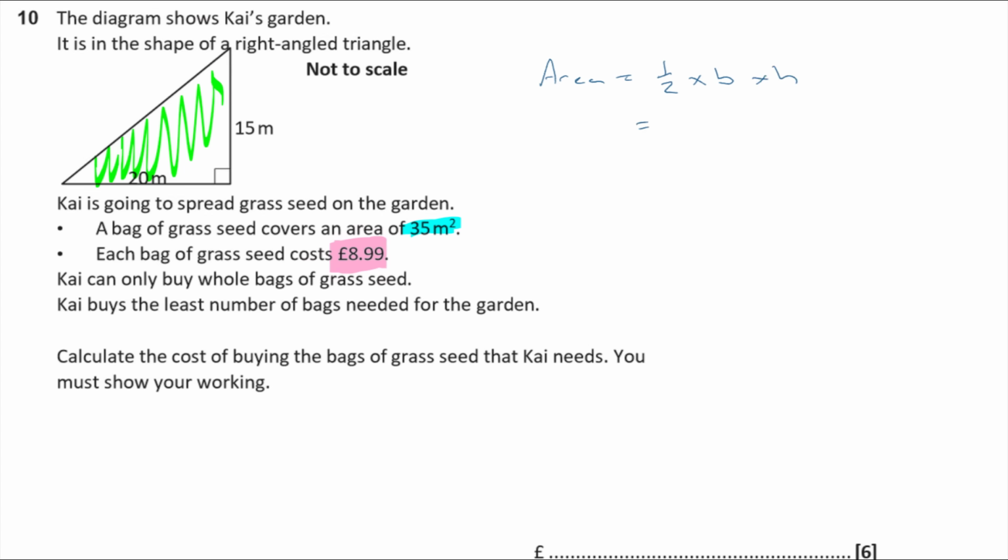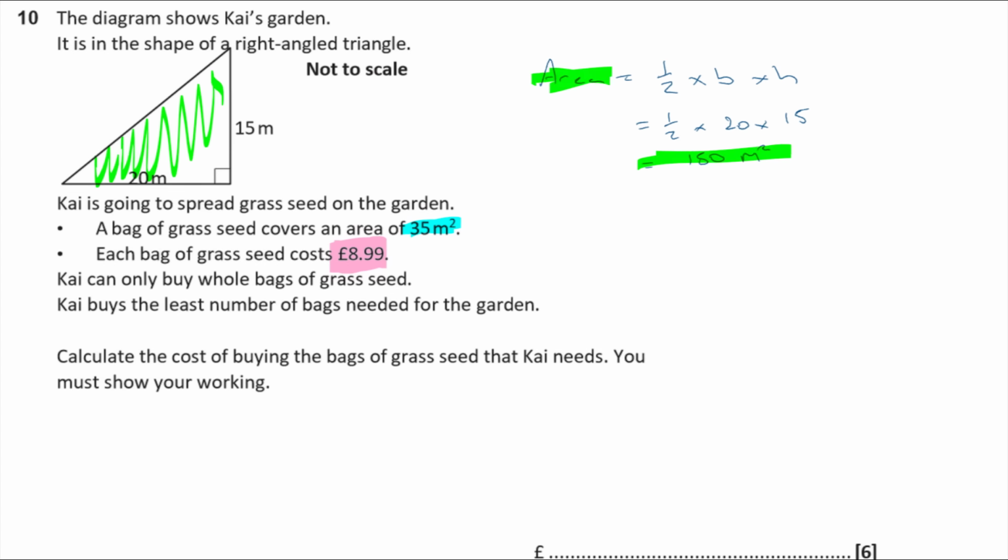So that's a half times the base, which is 20, and the height is 15. So then that's going to give me, well, half of 20 is 10, and 10 times 15 is 150. So that's 150 square meters then, okay? So we've worked out the area is 150 square meters from the diagram.